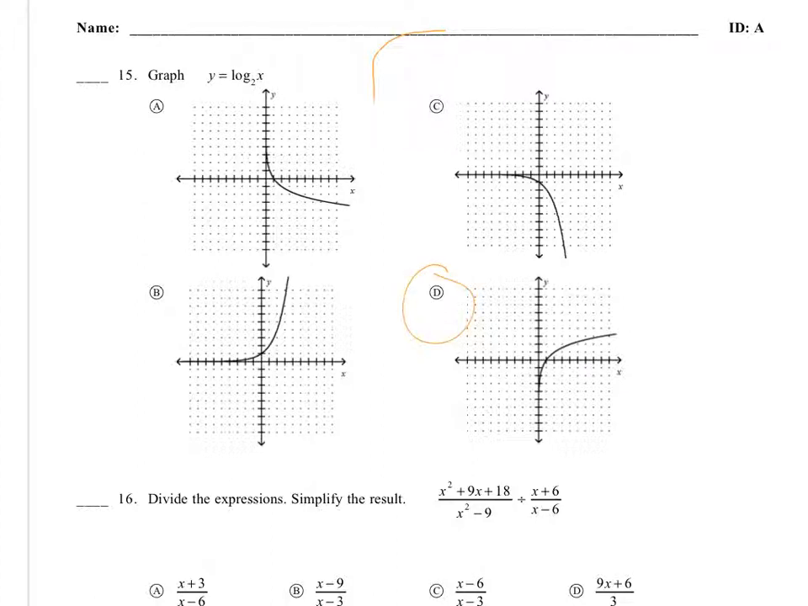If you were so inclined, you might make this into a table, and what we're going to do for that is rewrite this as 2 to the y is equal to x. I'm going to make an xy table plugging in -1, 0, and 1 for y. And for x values, we get a half, we get 1, and we get 2 as our possible values, all of which fit very nicely on graph D anyway.